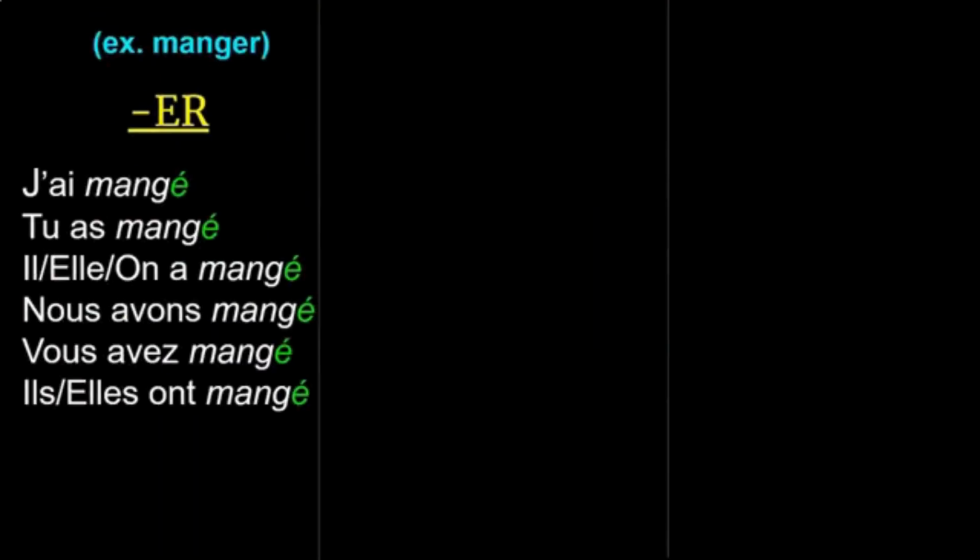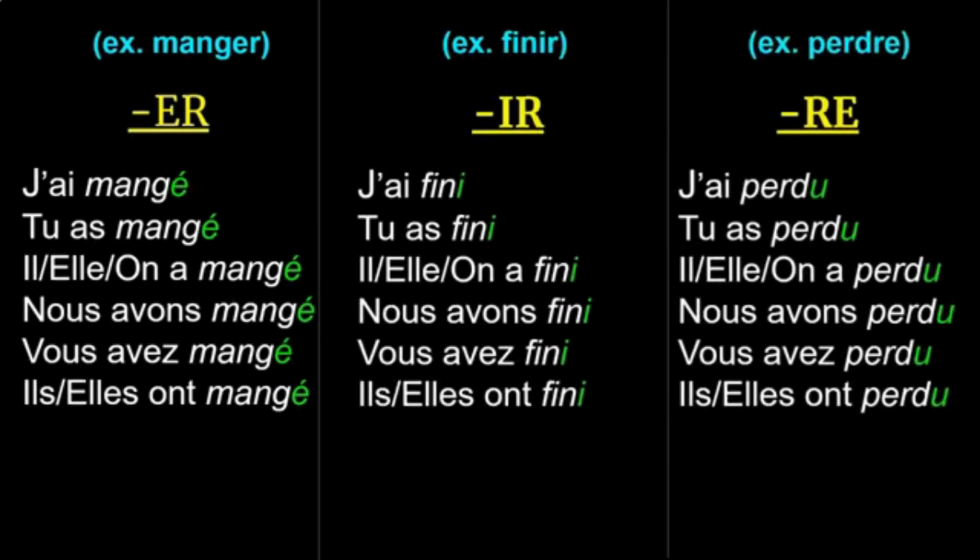Well, these tables here show the standard conjugation patterns of verbs ending in ER, verbs ending in IR, and verbs ending in RE. In other words, what these tables are saying is that for ER verbs like parler, you chop off the ER, get your stem, and then add an E with an acute accent, or in French, an E accent aigu, and then you have your past participle.